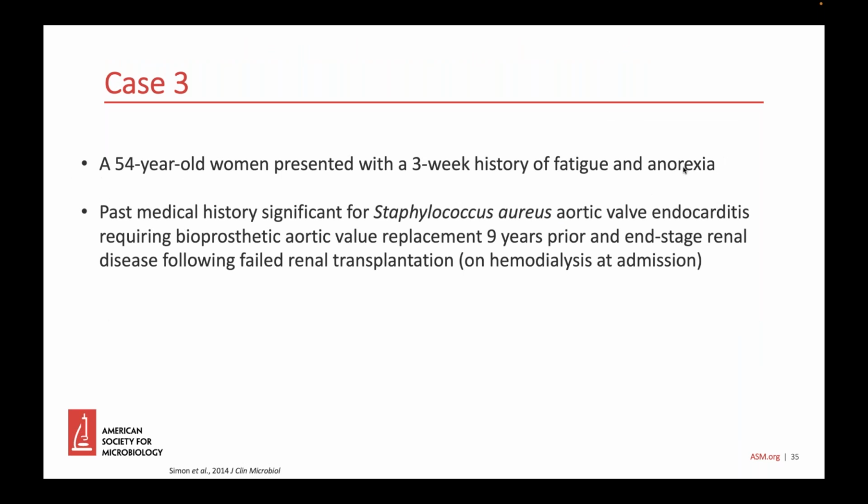So we're going to move on to a third case now. I think we're going to have time, Megan, to talk about our 3 cases, so I'm excited.